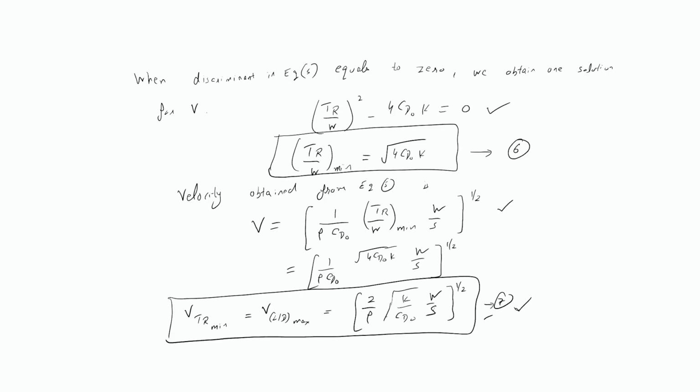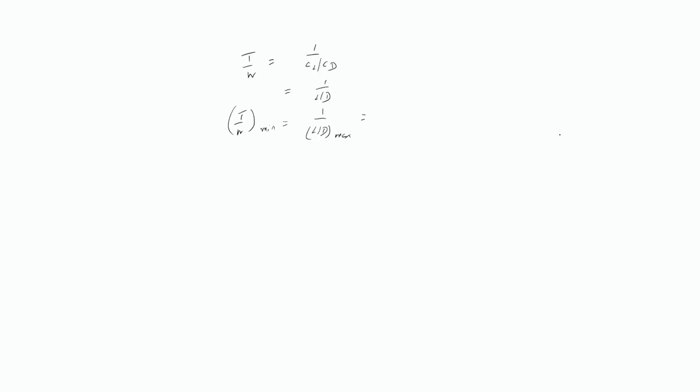And also we know that T by W, that we had written as CL upon CD, or equals to 1 upon L by D, that is the aerodynamic ratio. So if you want to obtain T by W minimum, this should be L by D maximum. And L by D maximum, this was the equation that we obtained using equation 6. We can write square root of 4 CD naught K.